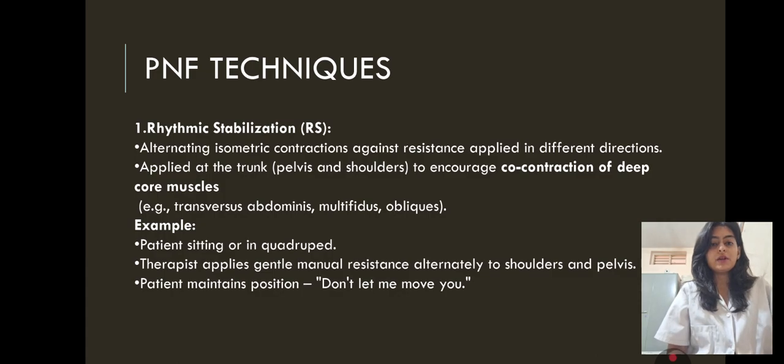Now, PNF techniques. The first one is rhythmic stabilization, that is alternating isometric contraction against resistance applied in different directions. Applied to the trunk, pelvis and the shoulder to encourage co-contraction of deep core muscles, for example transverse abdominis, multifidus, obliques. Example: the patient is sitting or in quadruped. The therapist applies a gentle manual resistance alternately to the shoulder and pelvis. The patient maintains position, like "don't let me move."